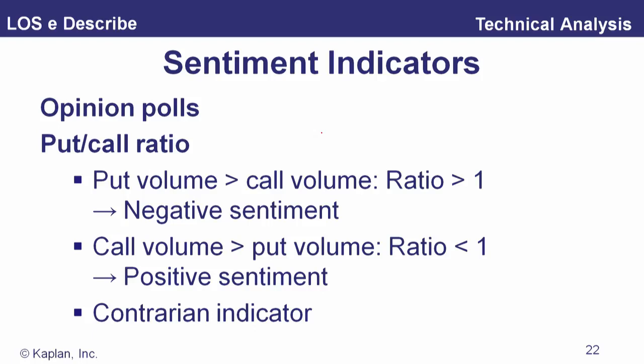Sentiment indicators. We mentioned opinion polls. I talked about the put-call ratio. I didn't give you an exact value. We just say, well, if the put volume is greater than the call volume, that's negative. And if the call volume is greater than the put volume, then that's positive sentiment. And it's a contrarian indicator, right?